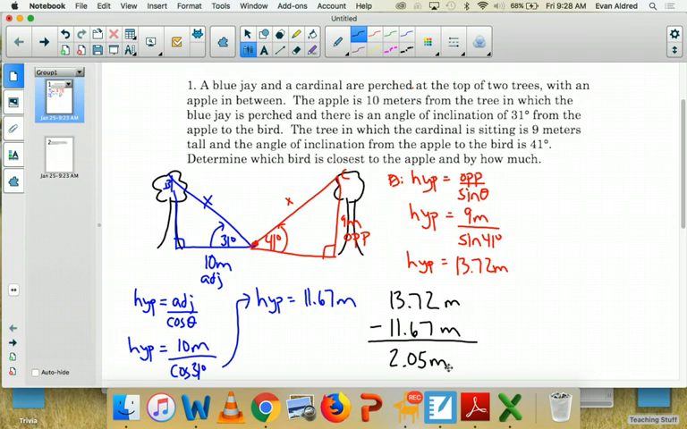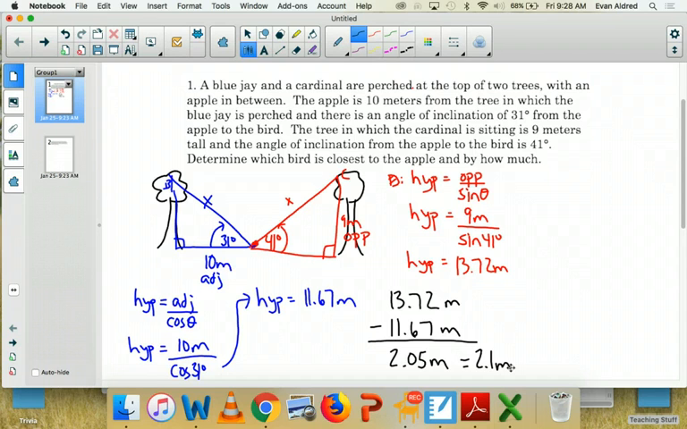Now, the question doesn't tell us how to round. It doesn't say to the nearest tenth of a meter or anything like that. So, as we've discussed in previous reference guides, if the question doesn't tell us how to round, we go to the nearest tenth of a meter. And that would round this to 2.1 meters.